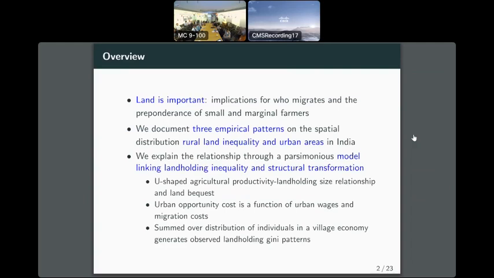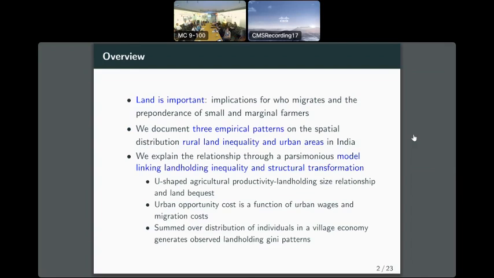And why is this important? This is land inequality, right? So I don't have to motivate that land is important, but it is particularly so for a vast majority of people living in rural and developing countries, because land is possibly the only important asset that many households have. And it could also have implications in terms of who migrates to urban opportunities. And what I'm going to also show you is this could be one of the lenses to look at why there's a preponderance of small, medium and marginal farmers in a lot of these sectors.